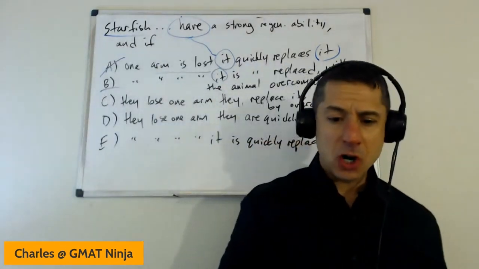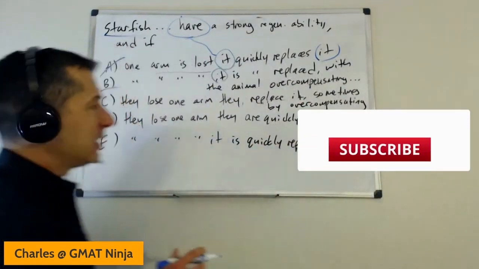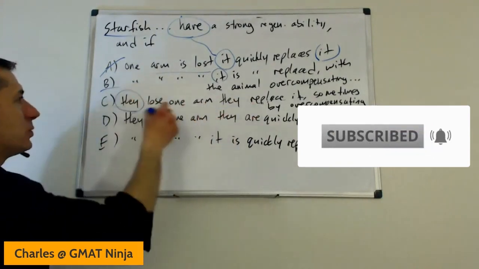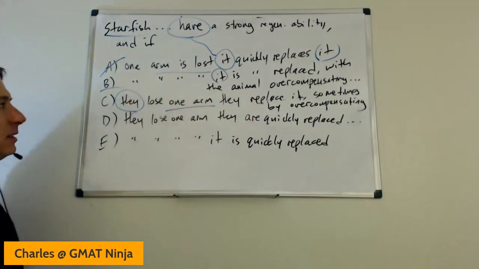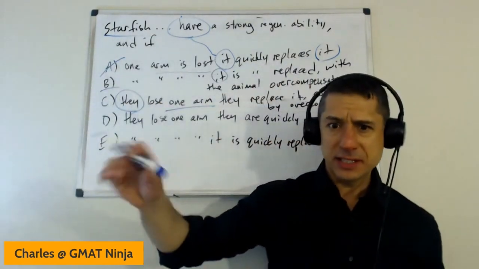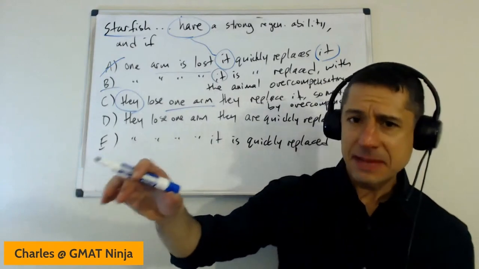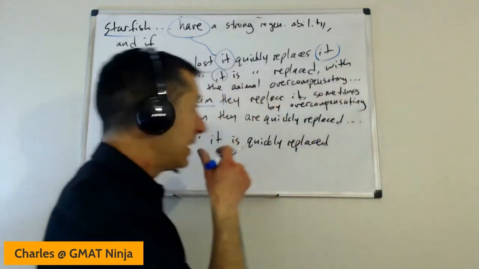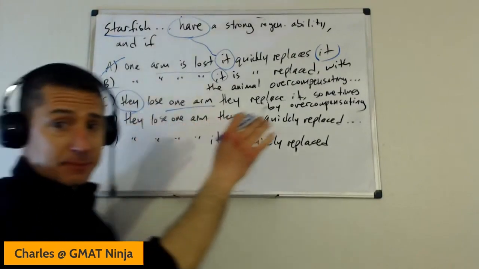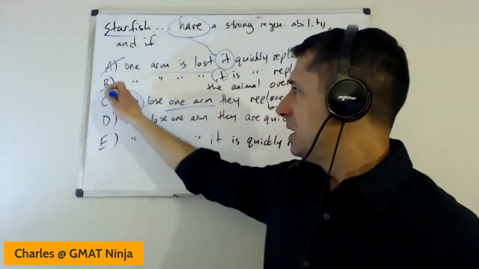C, they lose one arm. They quickly replace it. Lots kind of not great here. So they lose one arm. So they collectively, the starfish collectively lose a single arm. That doesn't make any sense at all when you think about it logically. On that basis alone, because I got B that's pretty good here, and we're also running out of time, I'm going to get rid of C.